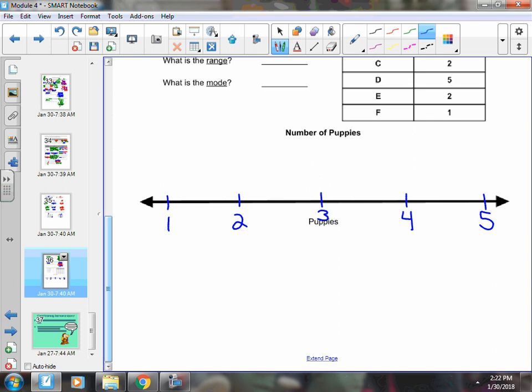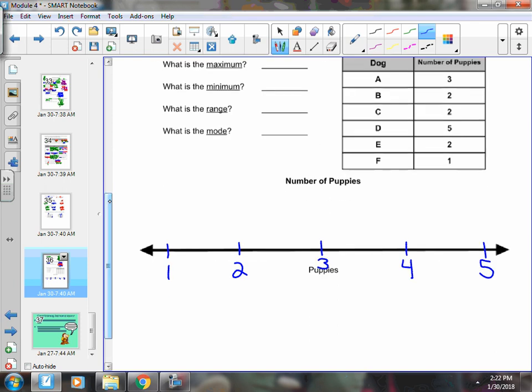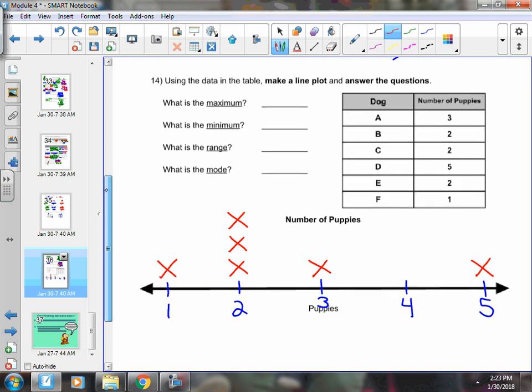Now I'm going to put an X on my line plot for each piece of data. Dog A had 3 puppies. Dog B, 2 puppies. Dog C, 2 puppies. Dog D, 5 puppies. Dog E, 2 puppies. And dog F, 1 puppy. And now I'm going to answer the questions.